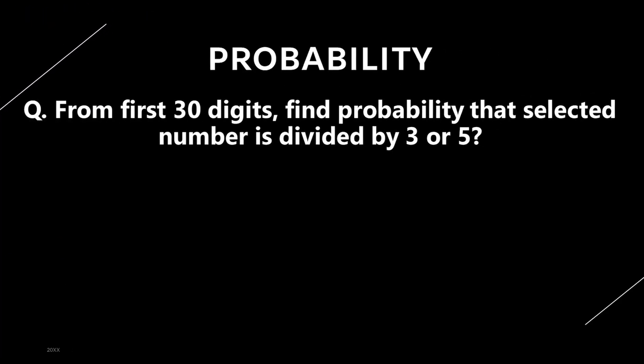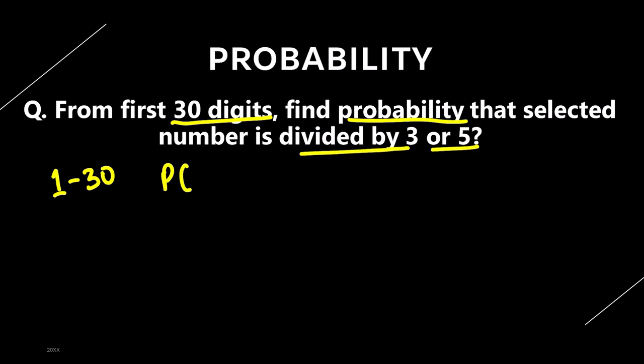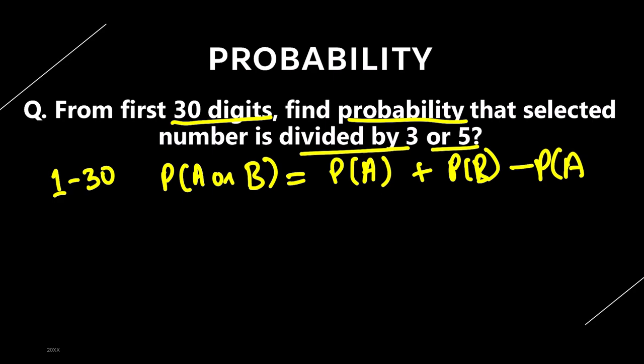This is the question, an application of what we have learned in the last topic. From the first 30 digits, that is 1 to 30, find the probability that a selected number is divisible by 3 or 5. It could be divisible by 3, it could be divisible by 5, it does not matter. So we have to find the probability of A or B, which is equal to the probability of A plus the probability of B minus the probability of A intersection B. Here, or means union, and and means intersection.